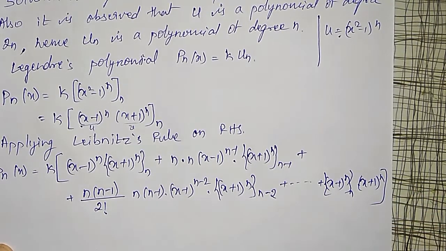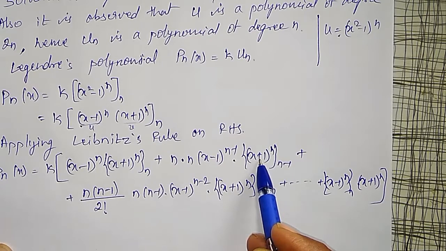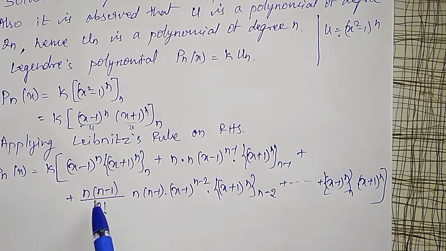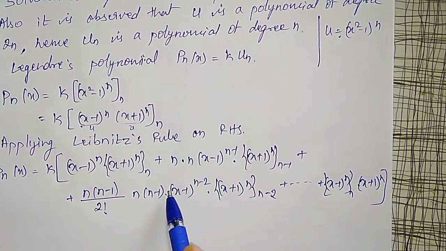This is how to apply the Leibniz rule: u into the nth derivative of v, plus n into the first derivative of u into the n minus 1 derivative of v, plus nC2, that is n into n minus 1 divided by 2 factorial, into the second derivative of u into the n minus 2 derivative of v, like that.